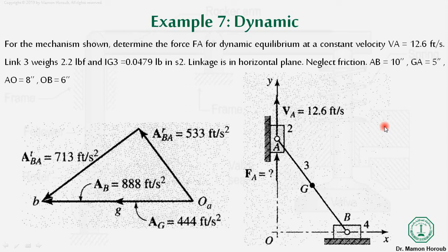Va is 12.5 foot per second. The weight of link 3 is 2.2 lbf, and Ig3, the moment of inertia about the gravitational center, is equal to 0.0479 lb in second square. The linkage is in the horizontal plane, neglect the friction. AB equal to 10 inch, GA equal to 5 inches, AO equal to 8 inches, and OB equal to 6 inches. We are given the acceleration polygon.